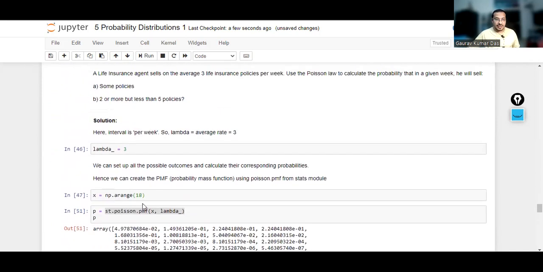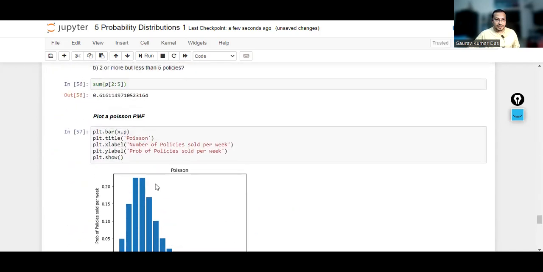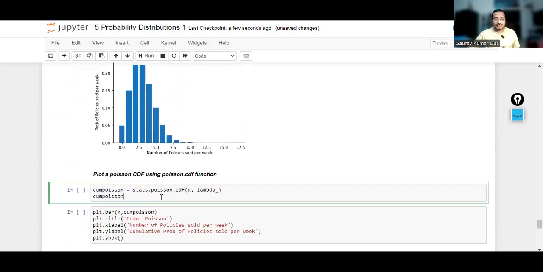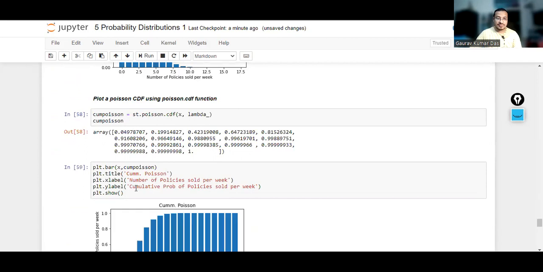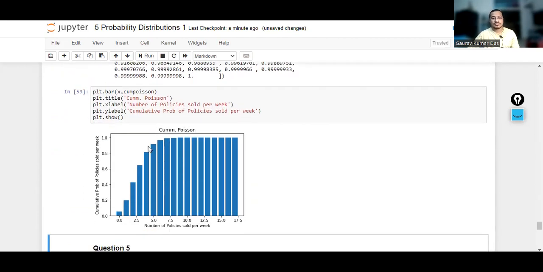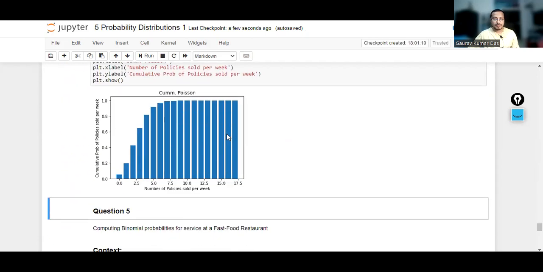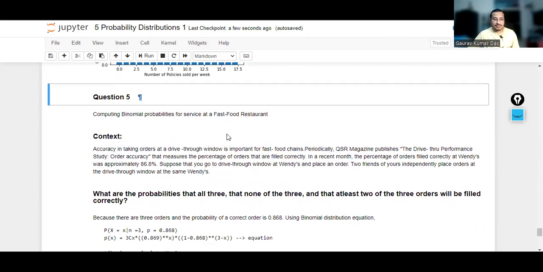Okay. Similarly, I can calculate the Poisson dot CDF, the cumulative distribution also, just like we had for binomial. Very simple. Okay. All right. Okay, let's take another example now.